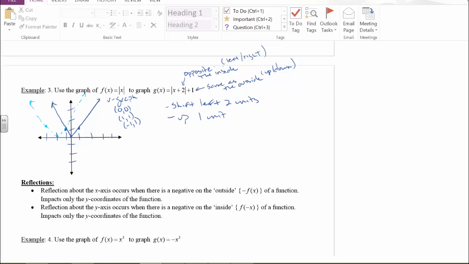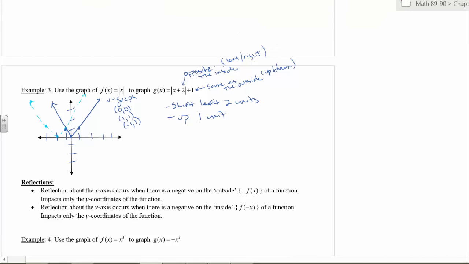So I'll come in now with red, and we need to shift everything up 1 unit. I'm using the light blue graph because I've done my first transformation, the shift left. Now I'm going to move everything up 1 unit. So negative 1, 1 moves up to negative 1, 2. Negative 2, 0 moves up to negative 2, 1. And then negative 3, 1 moves up to negative 3, 2. And so it's my final graph. I'll draw him solid. And so that's what your answer would look like.